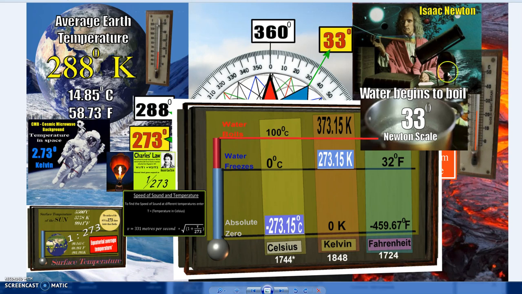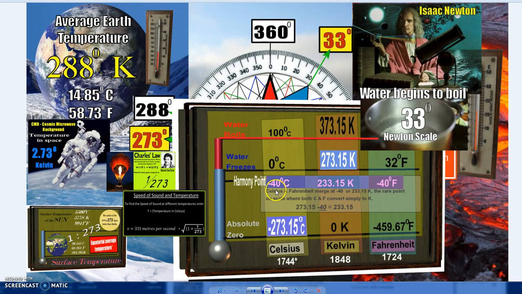Well, anyway, in the Newton scale, Newton the alchemist, water begins to boil at 33 degrees, so 100 degrees Celsius. Water boils vehemently, so it really starts bubbling. That's why when you get those little bubbles, water's started to boil. That's 33 degrees Newton, or 100 degrees C. And 34, which is a Fibonacci number, is where water boils vehemently.